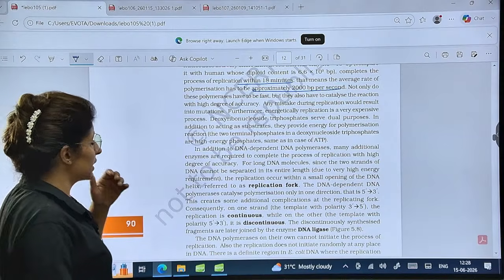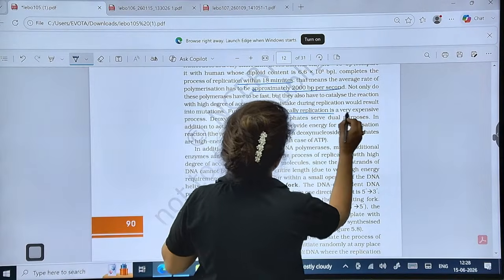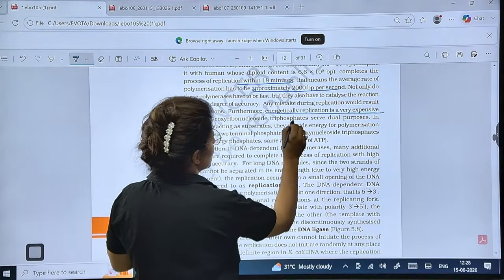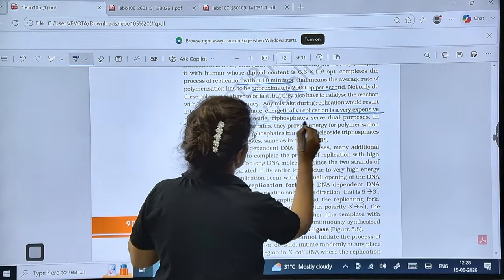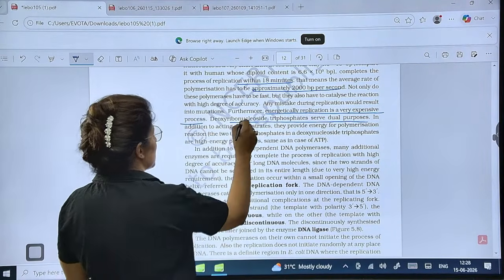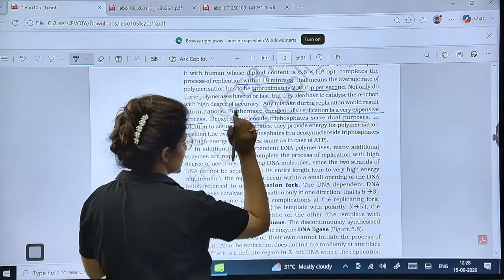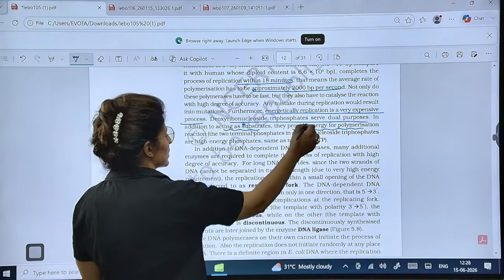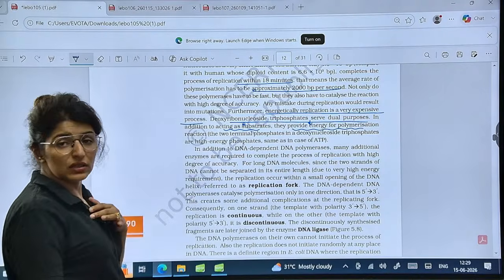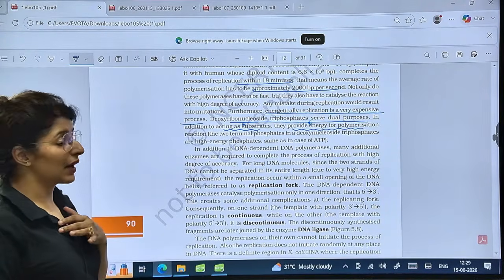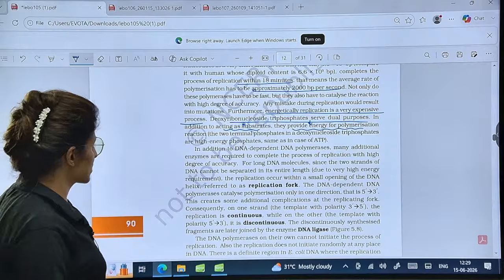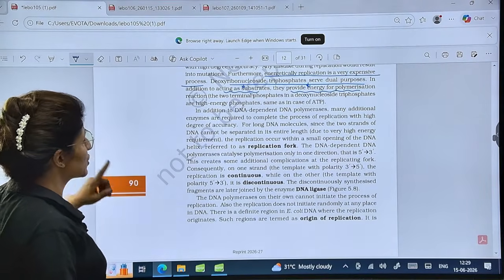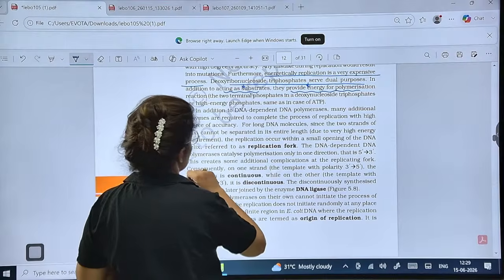Now, energetically replication is a very expensive process. Deoxyribonucleotide triphosphates serve a dual purpose. Number one, they act as a substrate. Also, when the bond breaks, they provide energy also. So, deoxyribonucleotides will provide 2 functions. Is that clear? Now, next is, in addition to these polymerases, there are other enzymes required.